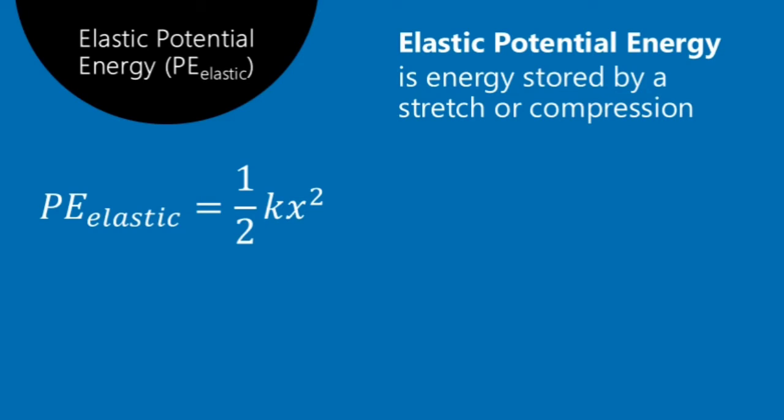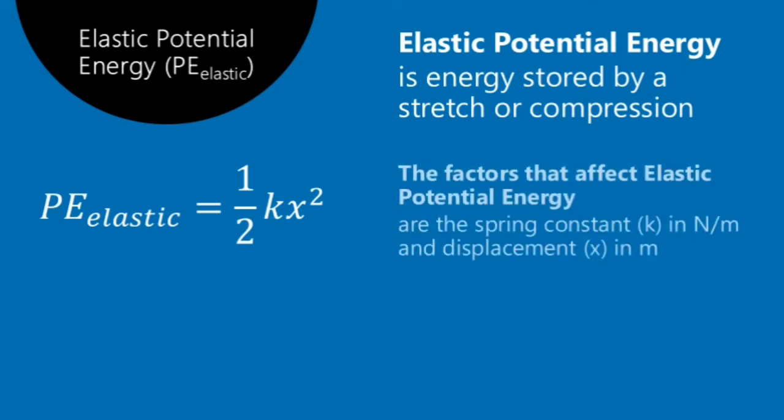So whether it's a rubber band or a spring or anything that you can pretty much squeeze and it tries to get back into shape, or stretch and it tries to get back into shape, it can give you elastic potential energy. The factors that affect elastic potential energy are the spring constant, k, which will be in newtons per meter, and displacement, x, which will be in meters.